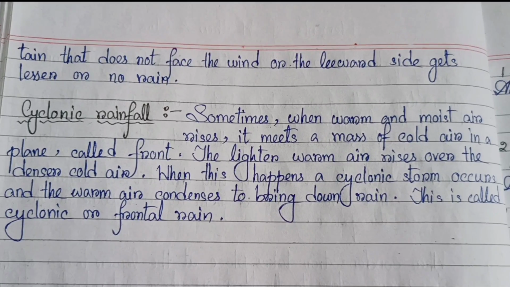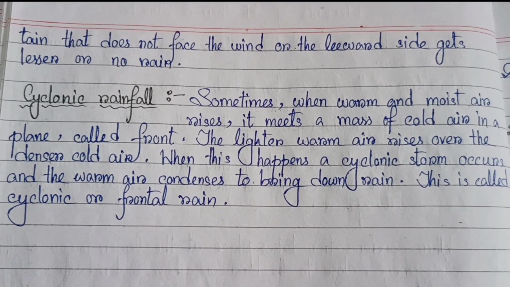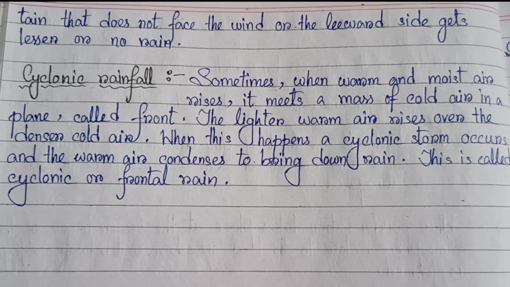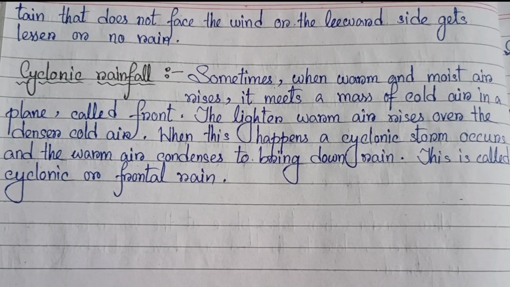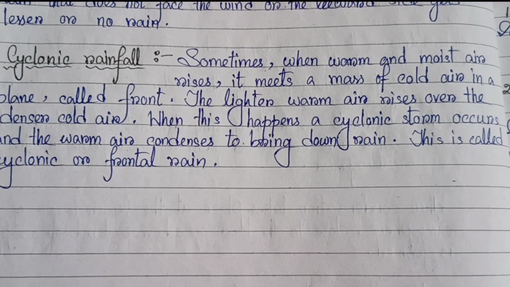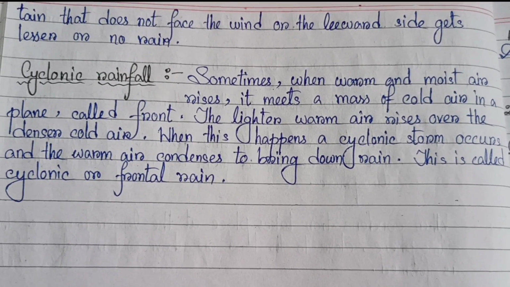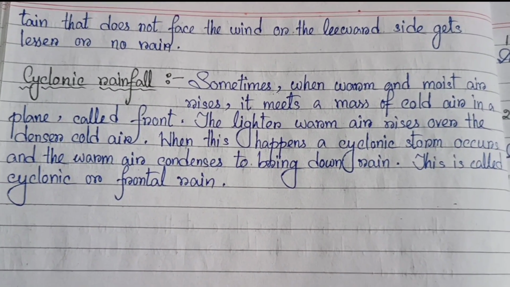Cyclonic rainfall. Sometimes when warm and moist air rises, it meets a mass of cold air in a plane called front. The lighter warm air rises over the denser cold air. When this happens, a cyclonic storm occurs and the warm air condenses to bring down rain. This is called cyclonic or frontal rain.